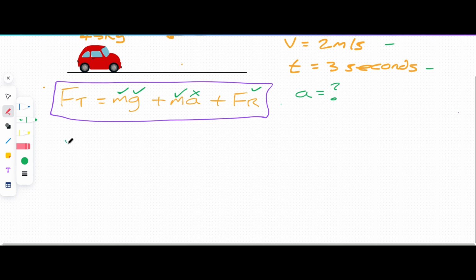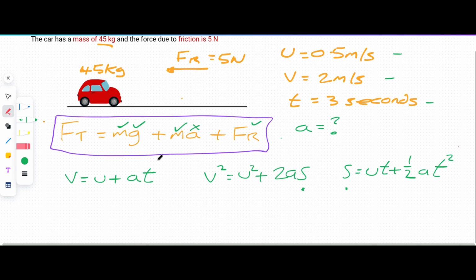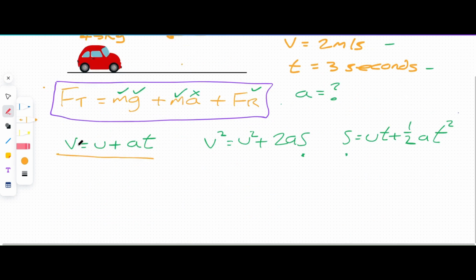Got a few formulas. V equals U plus AT. That's one formula I could use. V squared equals U squared plus 2AS. That's another one we could use. S equals UT plus a half AT squared. Got to find A. They've all got A in them. These two have got S, which is distance. So I don't know the distance. No, I don't. So I'm going to be using this one. So I know V, I know U, I don't know A, but I know T.